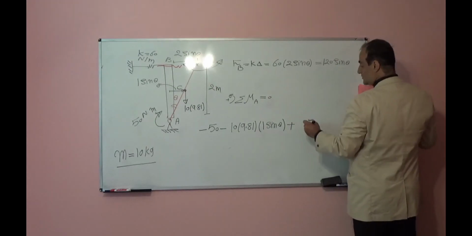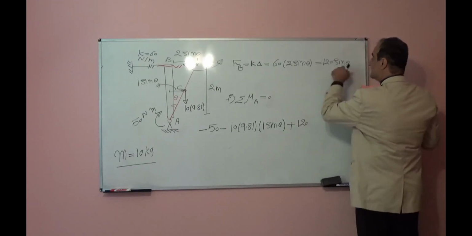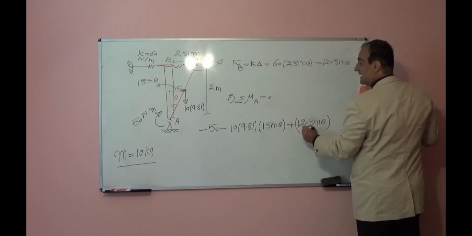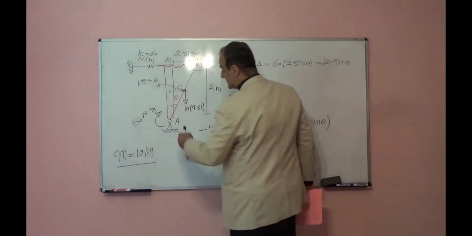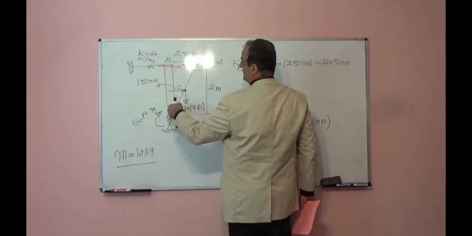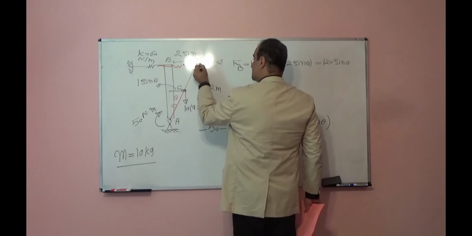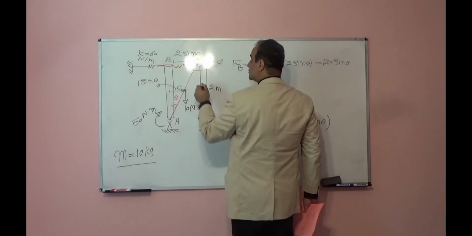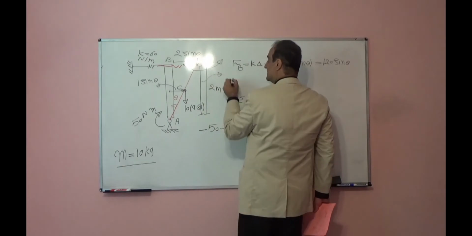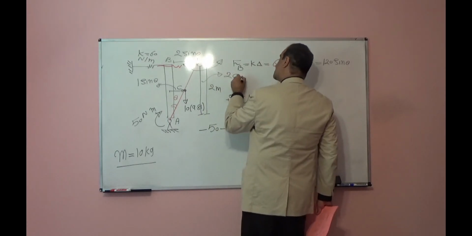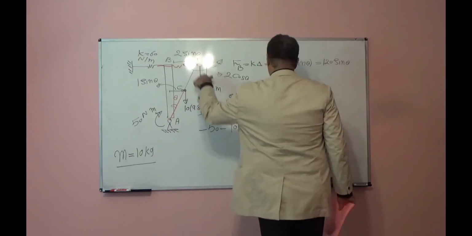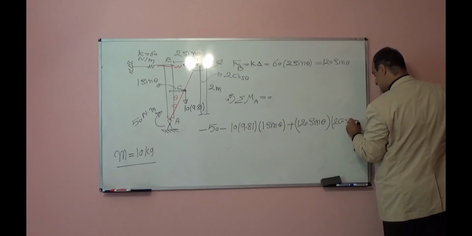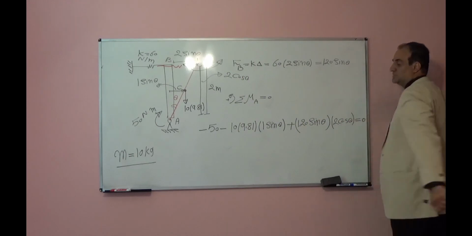Positive force, which is 120 sine theta, times distance. The distance initially was 2 meters. After rotation, this distance will be 2 times cosine theta. So that length now is 2 cosine theta. So force times distance, 2 cosine theta, and the sum is equal to 0.